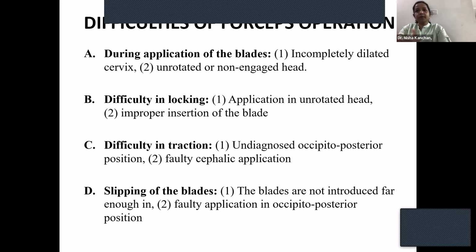Okay. Difficulty in traction. Undiagnosed occipito-posterior. The occiput is towards the sacral promontory. You have not diagnosed it because of caput, you have missed it. So pulling in an occipito-posterior is very, very difficult. So your traction will be difficult. Faulty cephalic application. It is pelvic application. Again, you have not applied directly so that the sagittal suture comes in the midline. You have applied it over the baby's face or something else. So traction is difficult. Slipping of the blades can also happen, again, occipito-posterior.